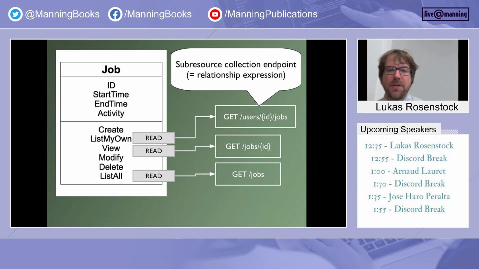And when we look at the job, this time I'm skipping create, modify, and delete because again, it's the same thing. But what I'm showing you here is that we have three different actions, and they are all read in CRUD, but they map to different endpoints. So we have list all, that's the collection endpoint. We have a view for a specific job, that's the resource endpoint. And we have list my own. And here we actually take that action and we generalize it a bit and say, okay, listing my own jobs, that's a specific case of listing jobs for a particular user.